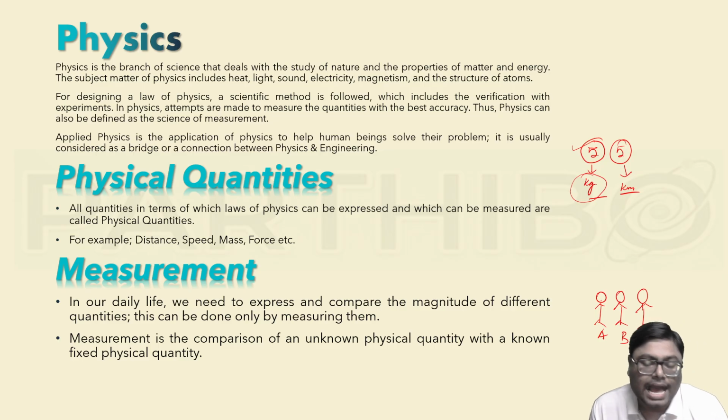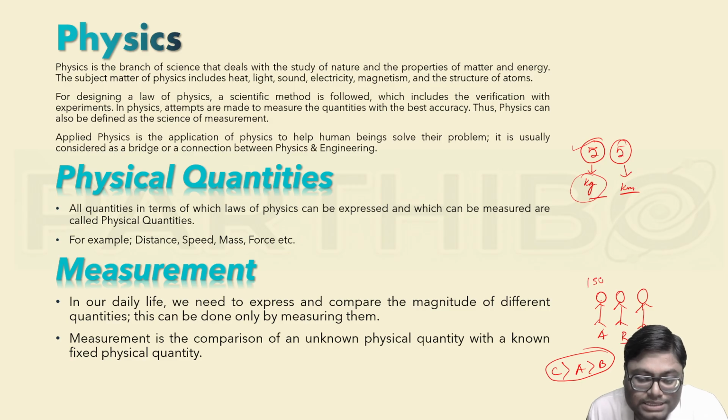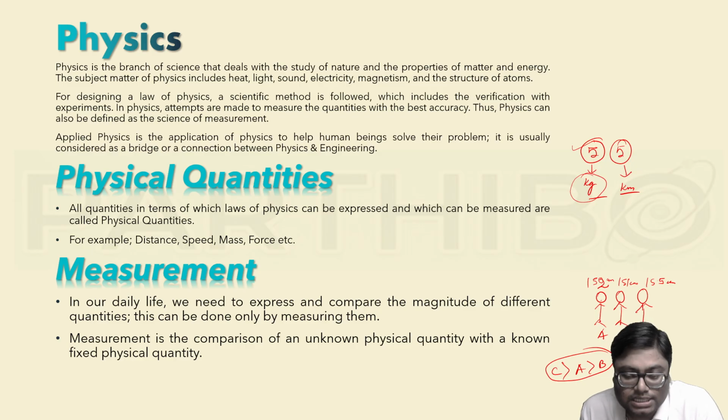Now I am saying that A, B and C are all standing together. A is taller than B, and C is taller than A. This is their height, but their heights are very near to each other. Let us say one is 150 centimeter, another is 151 centimeter, another is 155 centimeter. Like that they are standing together, so we can more or less guess who is taller and who is shorter.